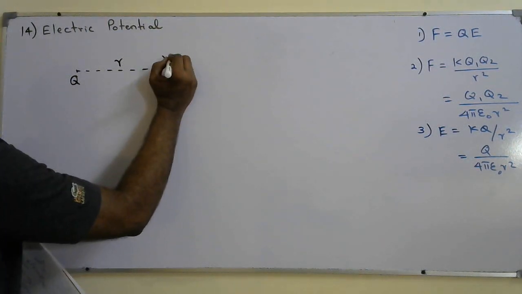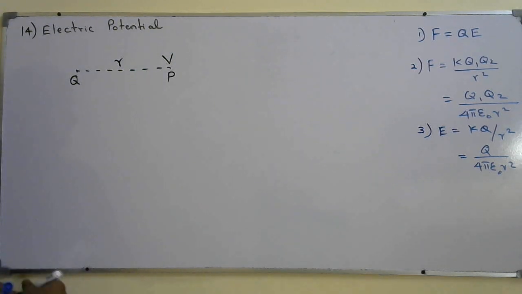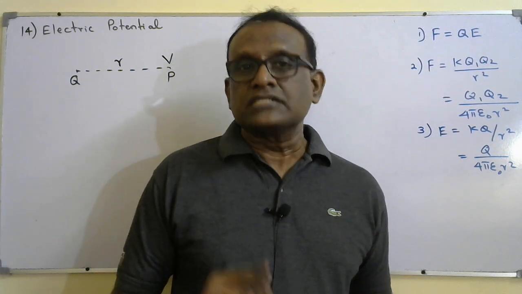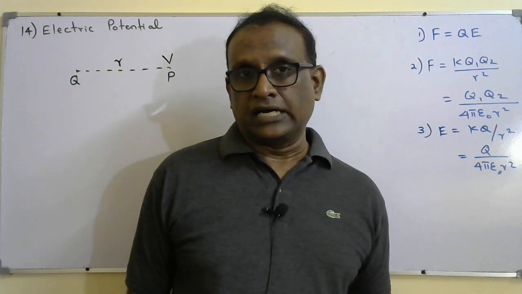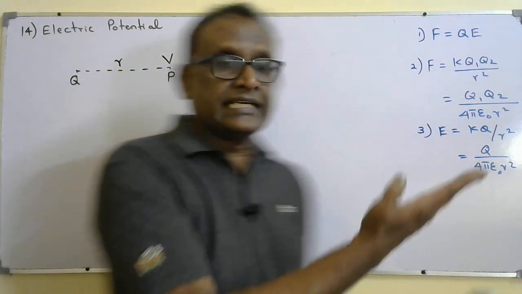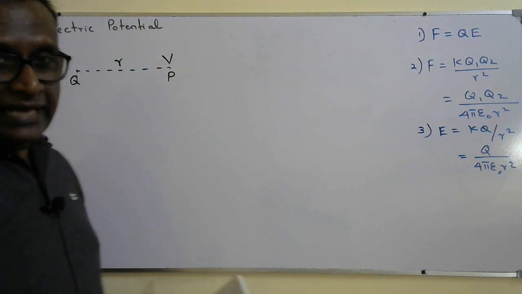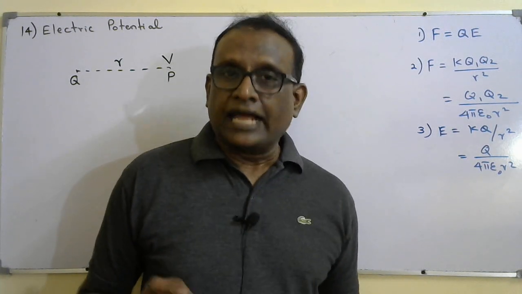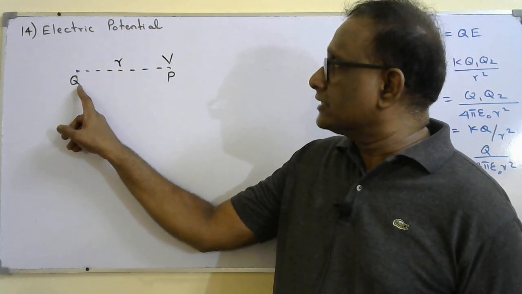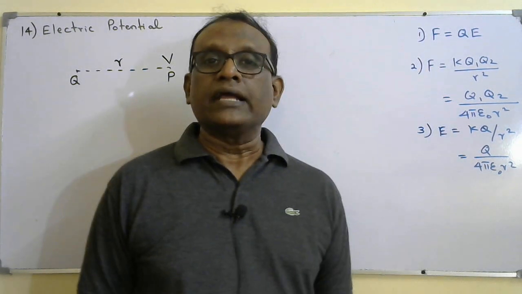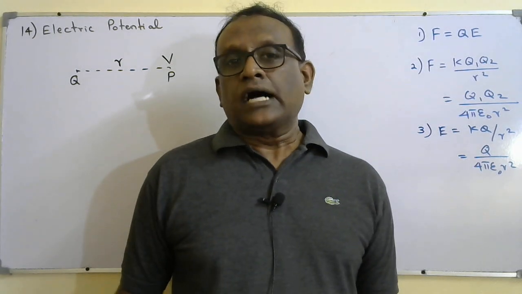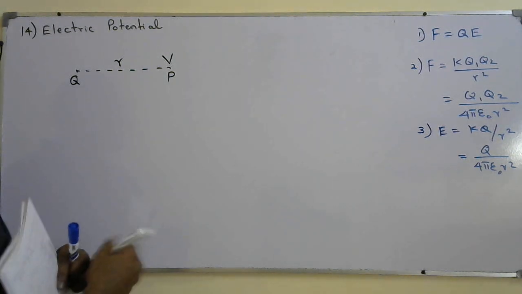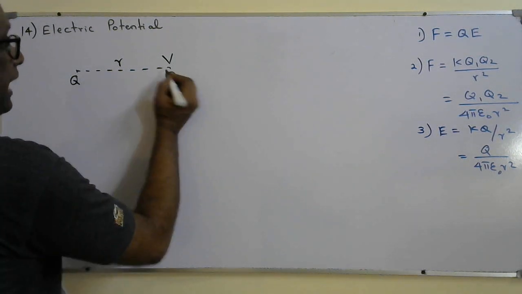The electric potential is denoted by V. It's defined as the work done in moving positive 1 coulomb charge from infinite distance to point P. Again, the electric potential at point P, created by a point charge Q, is defined as the work done in moving positive 1 coulomb charge from infinite distance to point P. The total work done is defined as the electric potential at point P.